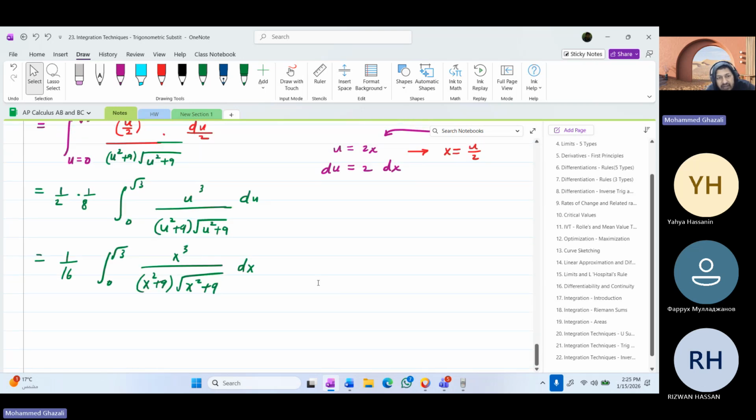Now we can forget about what we have done previously. This is your new question. So now we can identify the form. The form is x squared plus a squared, isn't it?